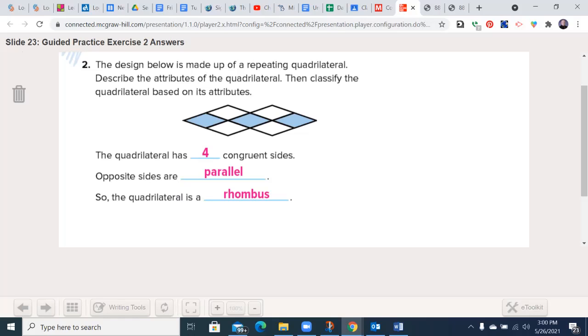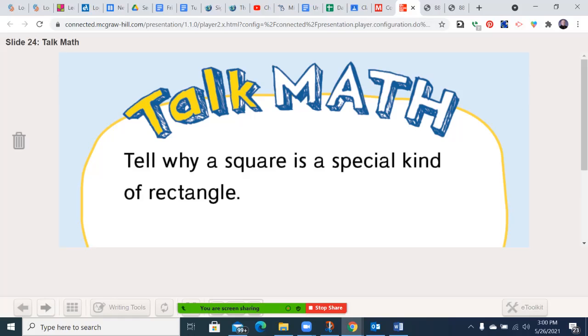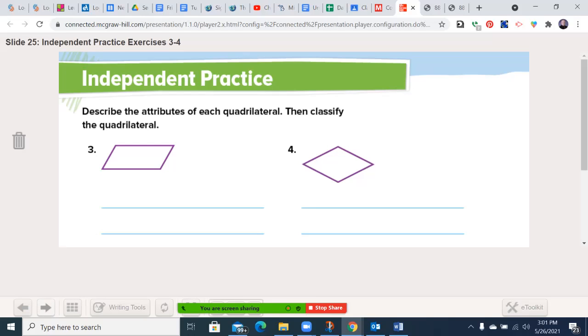All right. Let's talk math. Why is a square a special kind of rectangle? Well, it has all the attributes of a rectangle and, in addition, all 4 sides are congruent. All right, let's practice a few more. Describe the attributes of each quadrilateral, then tell us what kind of quadrilateral it is. Pause the video, do it, unpause to see how you did.